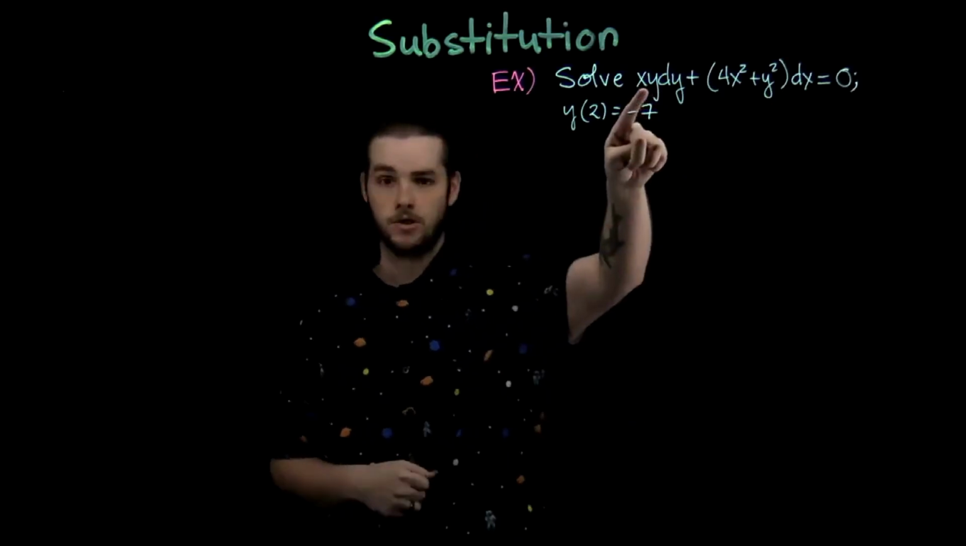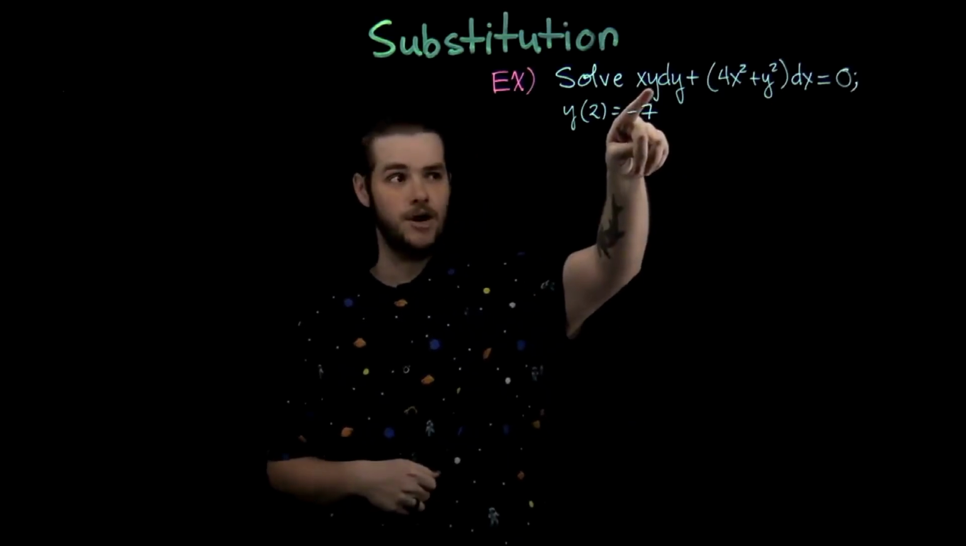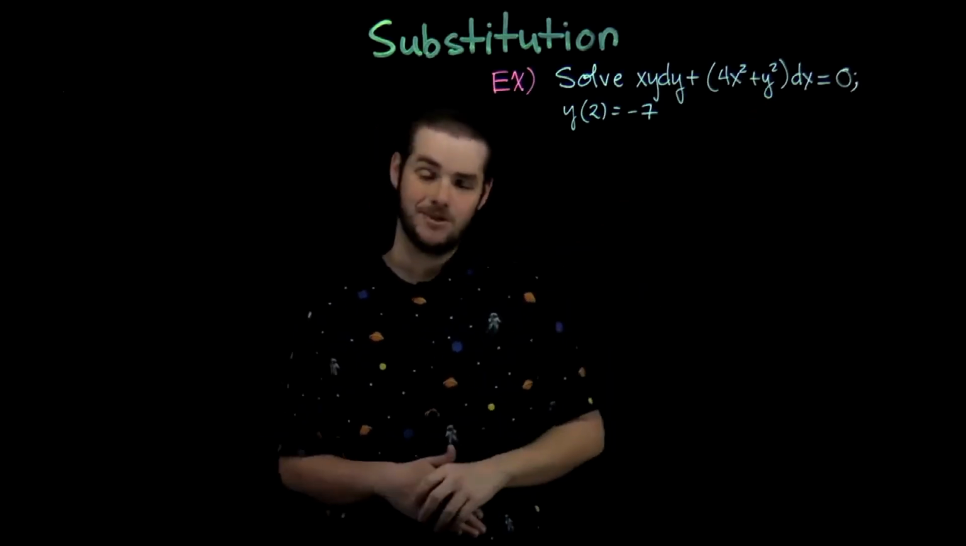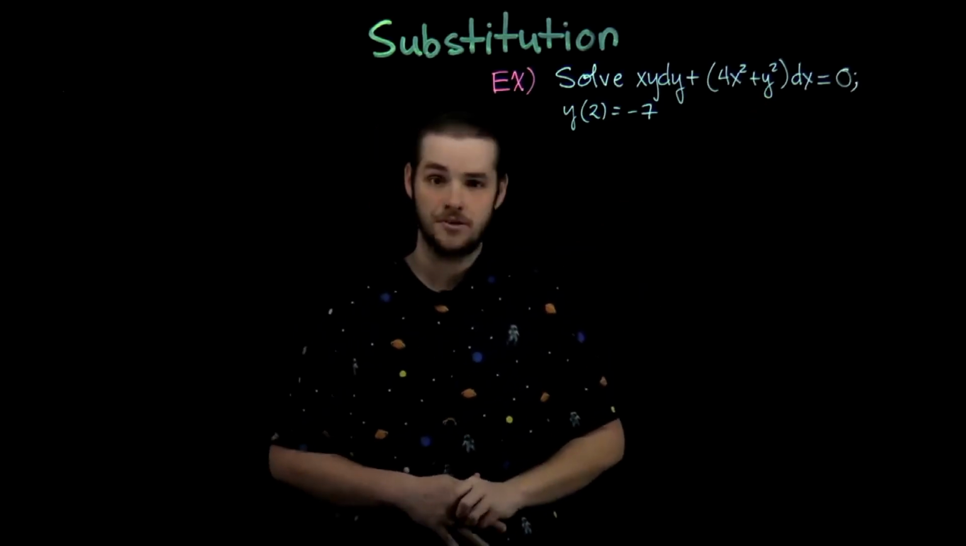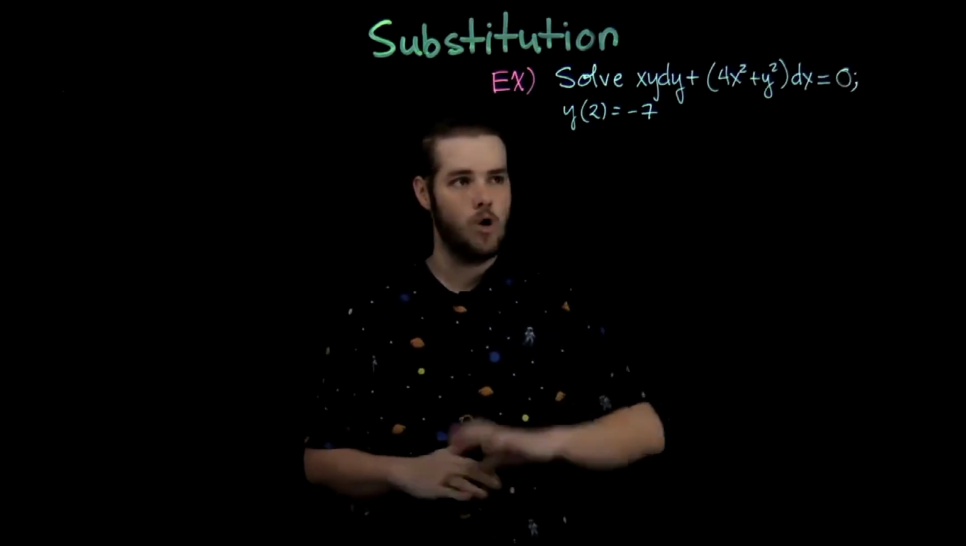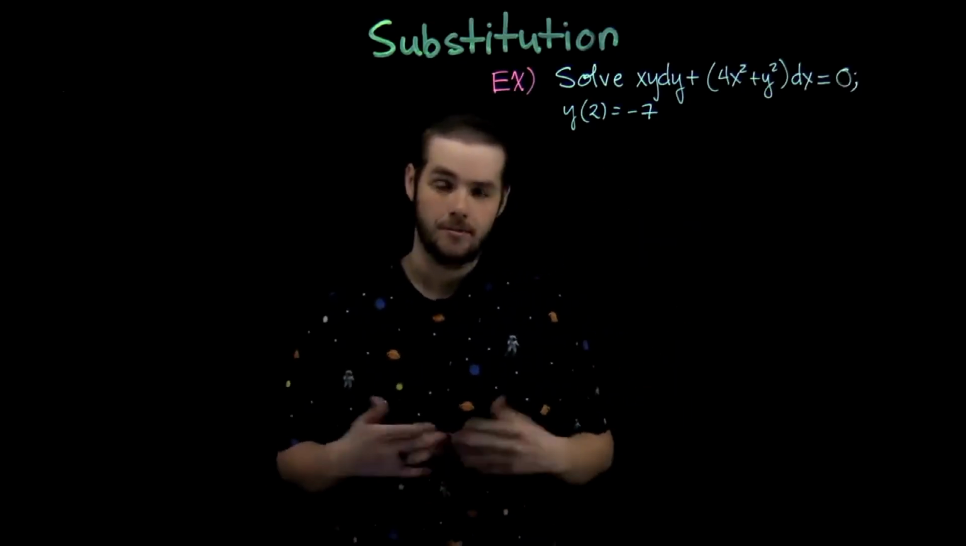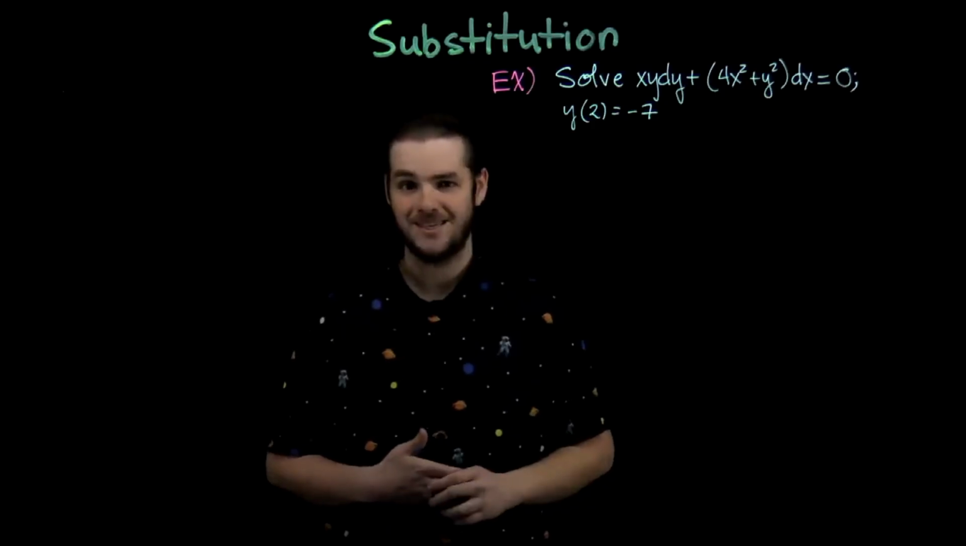Notice if I take the partial derivative with respect to x here, I get y. And with respect to y here, I get 2y. Those aren't the same, so it's not exact. And it's certainly not linear because I've got this y squared term floating around. So at the moment, we don't have a trick to solve this yet.